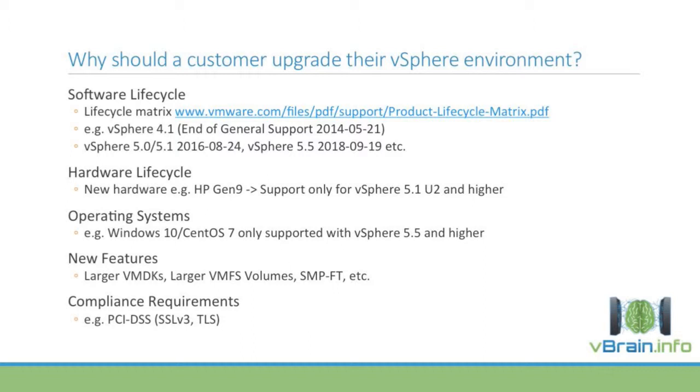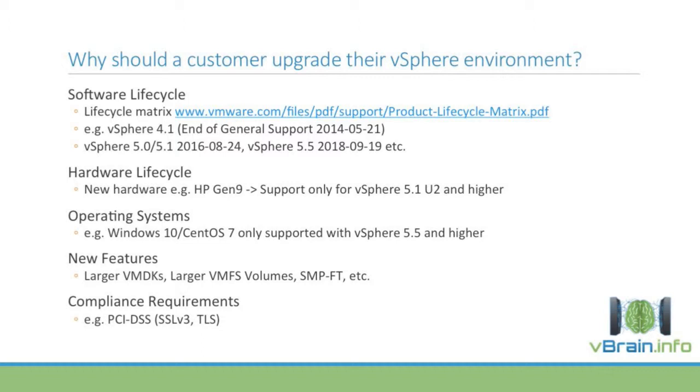The first case is software lifecycle. We have awesome lifecycle metrics at VMware. You can find every product with all the end of general support statements. For example, vSphere 4.1 was end of general support in May 2014. So if a customer is still on 4.x, they need to upgrade to 5, 5.5 or 6.